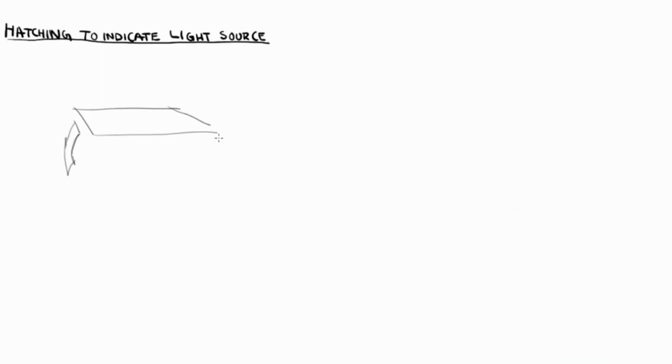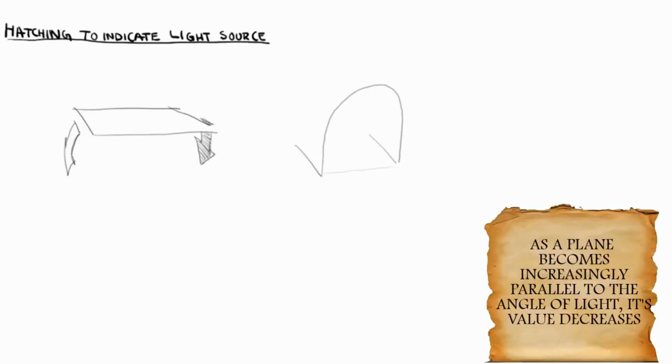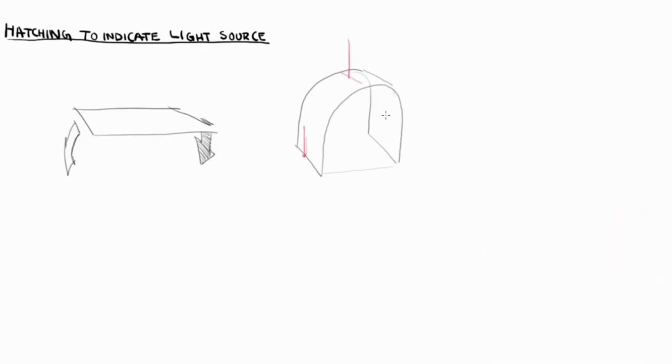Another key feature of Amundsen's drawings is his use of hatching to indicate light sources. One principle of rendering is that as a plane becomes increasingly parallel to the angle of light, the darker its value becomes. So as a result, planes that are parallel to our light source are darkest, and planes that are perpendicular are the brightest.